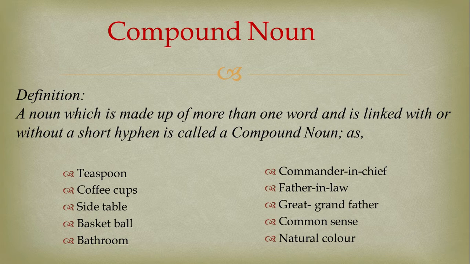Viewers, as it is clear from the definition, a noun which is made up of more than one word and is linked with or without a short hyphen is called a compound noun. Here, tea and spoon, these are two nouns combined together and formed teaspoon. Coffee cups, side table, basketball, bathroom.